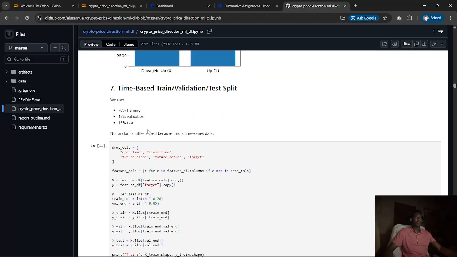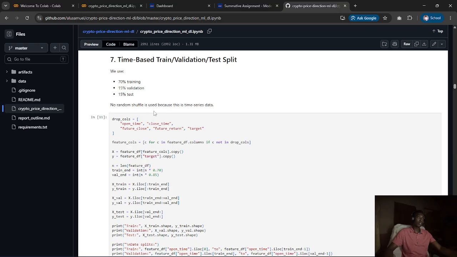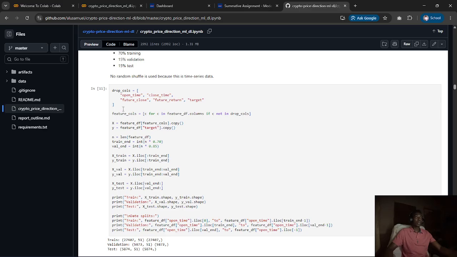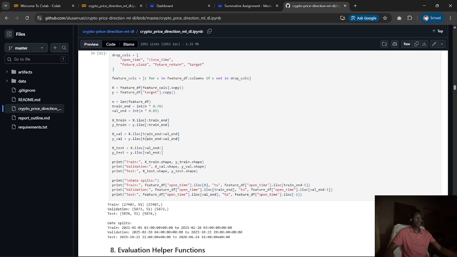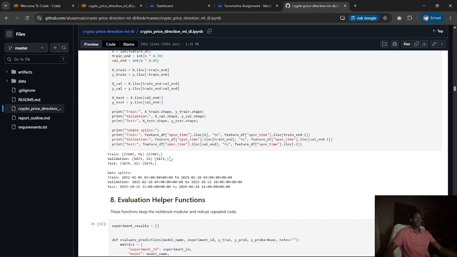And then here we have the time-based training, validation, and test split, which will use 70% training, 15% validation. There is no random shuffle used because this is time series, of course. So here we will drop the columns: open time, close time, future close, future return, target. And here we evaluate each part, and then we get the result for our train, validation, and test. On this part we also get our data split, which is train, validation, and test.